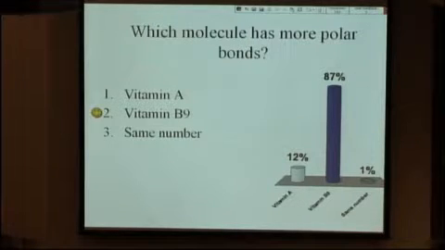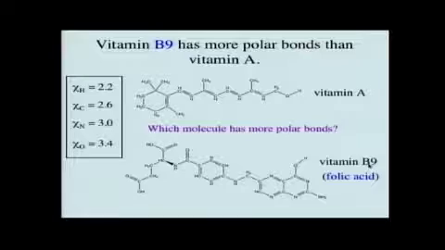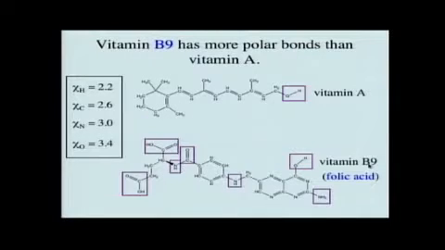All right, great. So most of you said folic acid or vitamin B9. So let's switch back to our notes and take a look at why. Vitamin B9 has more polar bonds. It's very easy to see once I highlight that it's not even a close call at all. We have a bunch of different polar bonds in B9 versus just one in vitamin A.